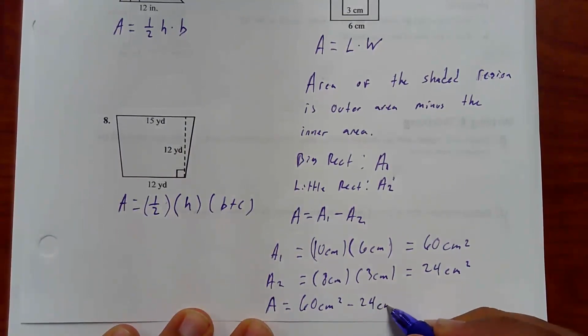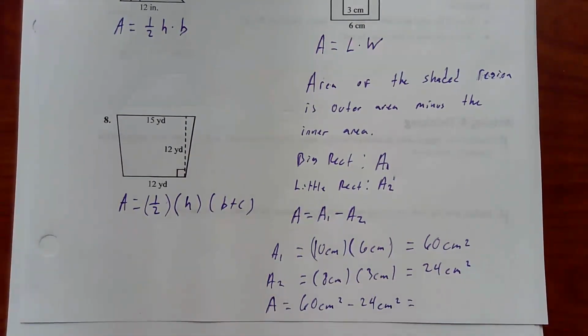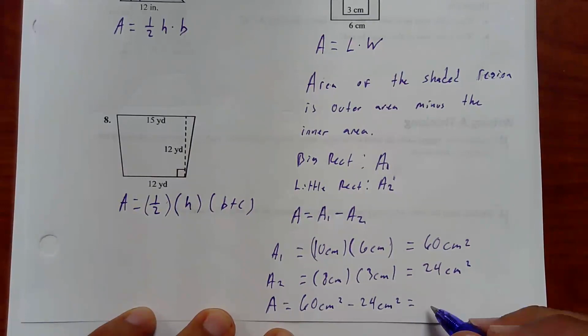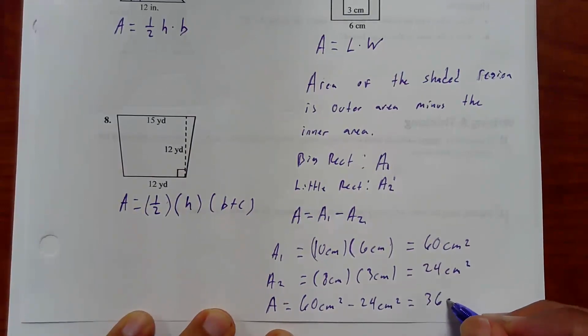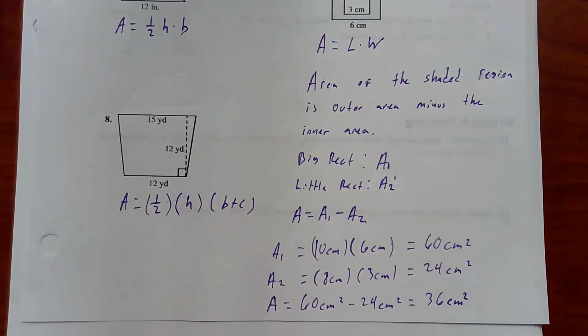Well, it says big and little, but it's a rectangle. Yeah, 60 minus 24. So the inner part is 36. So find the big one, find the little one, subtract them. That's all we're doing. Is the idea clear? All you're really doing is finding the area of two rectangles and finding the difference. That's all we did.